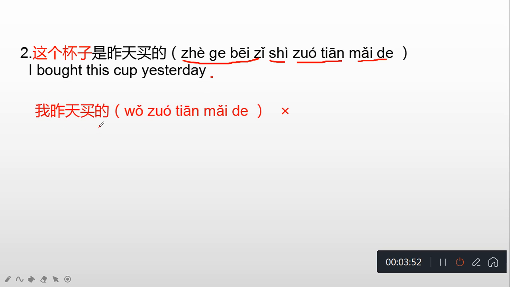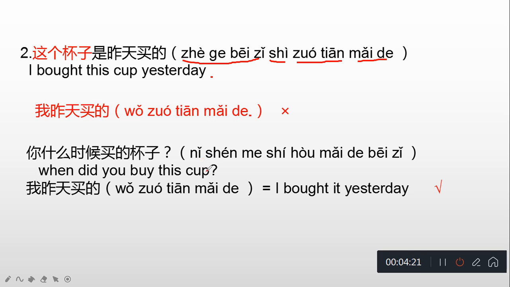Now if we say 我昨天买的, that means I bought yesterday. 买的, this sentence also ends with the 的, but this one doesn't work because this is a single sentence and there's no context. I mean the object is not mentioned. So you can't use this sentence alone unless in this context.